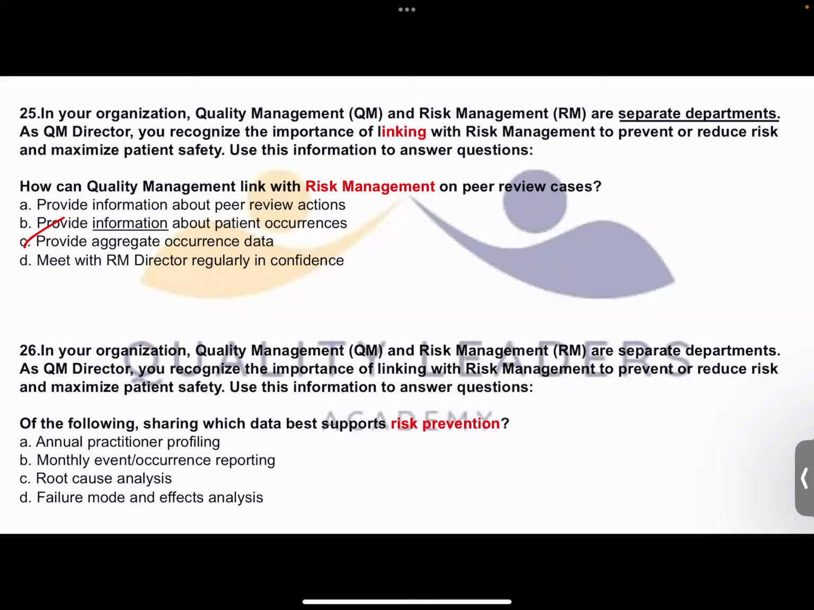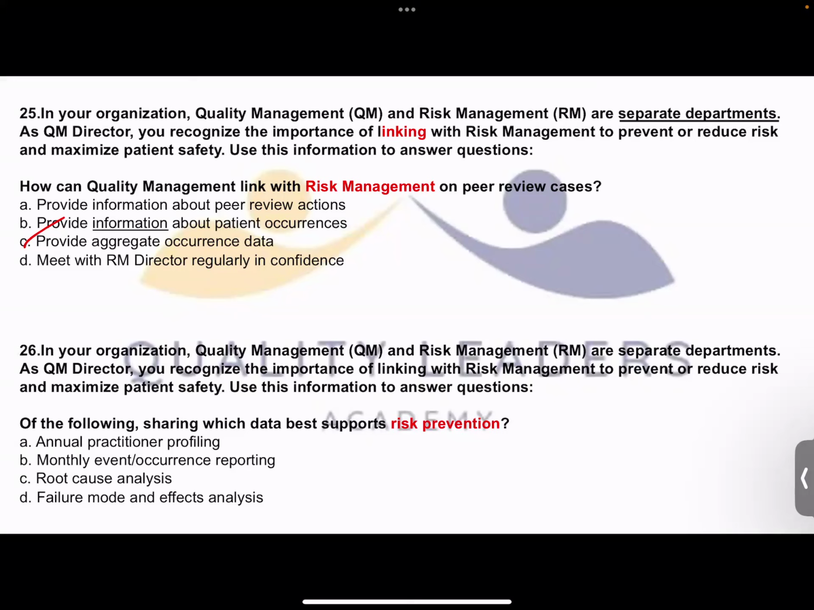They are not the primary way to share actionable data for linking quality management and the risk management efforts. Okay? For number 26. In your organization, quality management and risk management are separate departments. As quality management director, you recognize the importance of linking with risk management to prevent or reduce risk and maximize patient safety. Use this information to answer questions. One of the following, sharing which data best supports the risk prevention.